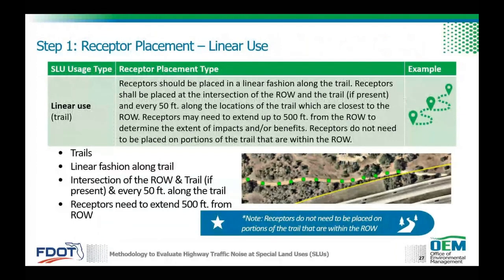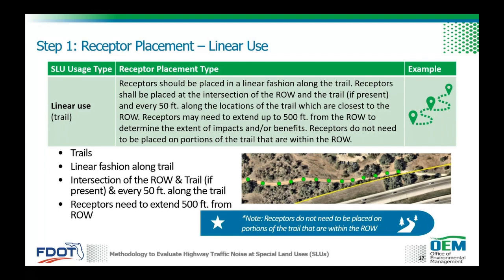Let's move on to linear uses. This is the last type of receptor placement that we'll be discussing. For linear uses such as a trail, receptors should be placed in a linear fashion. The first receptor should be placed at the intersection of the right-of-way and the trail, if that's applicable, and then every 50 feet along the trail. An example of this is shown in the graphic shown on the screen.